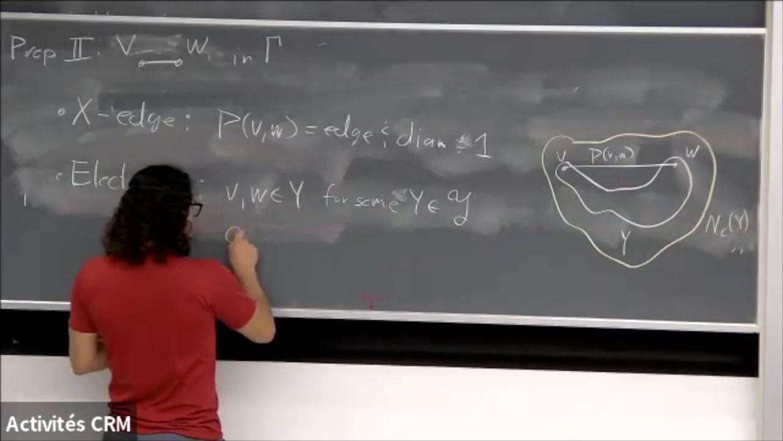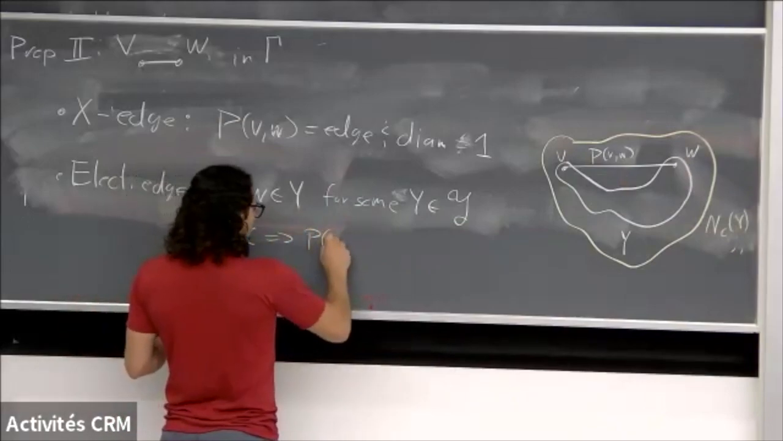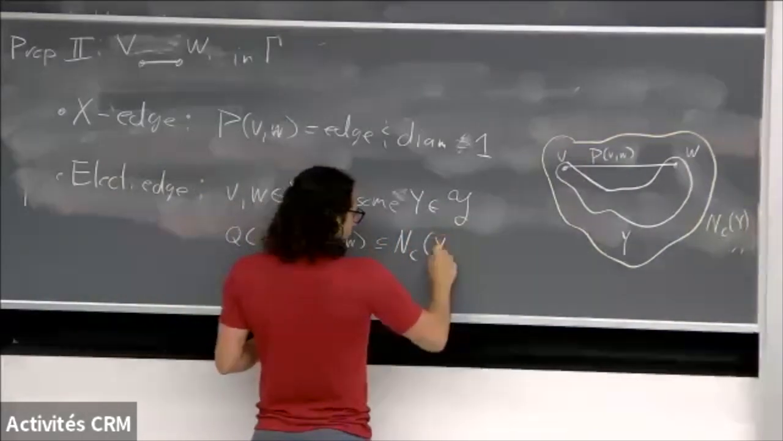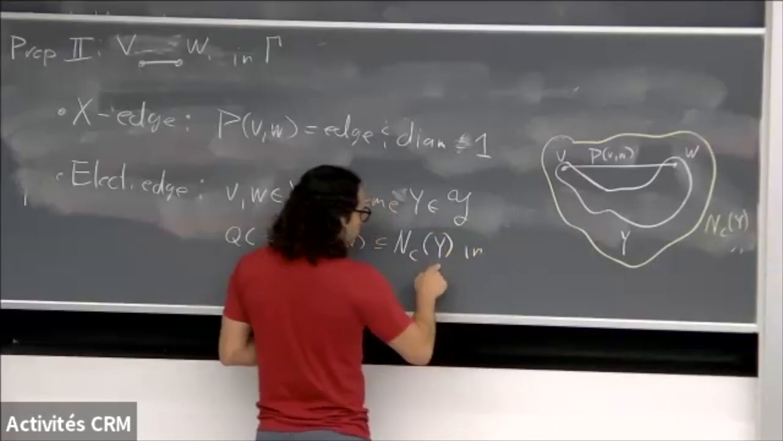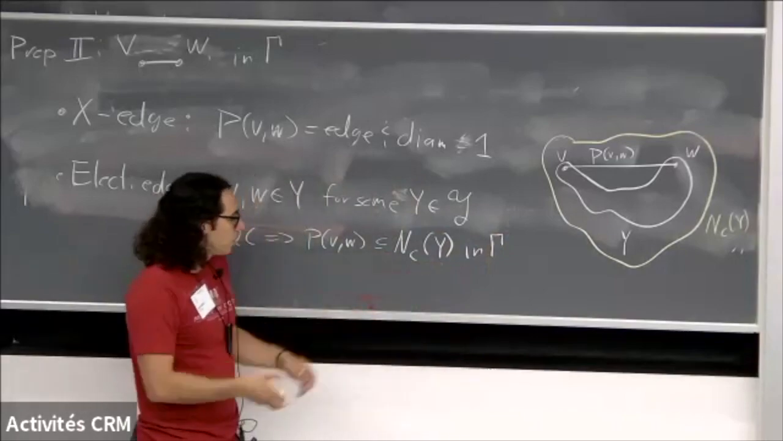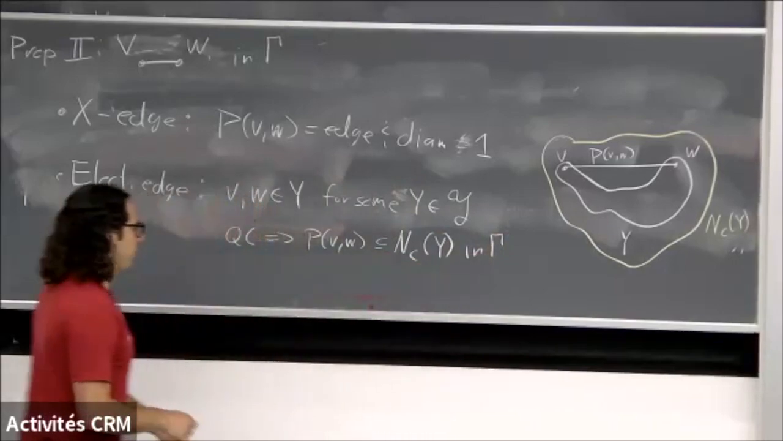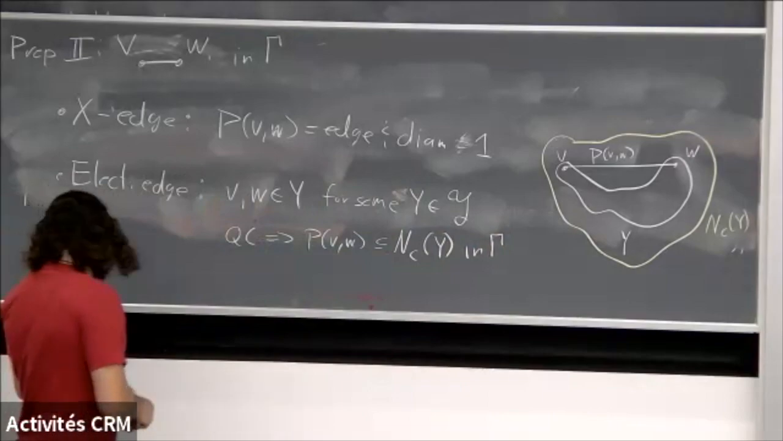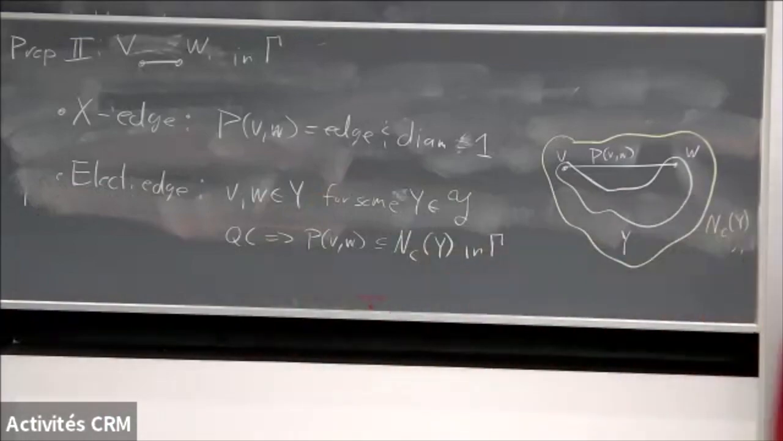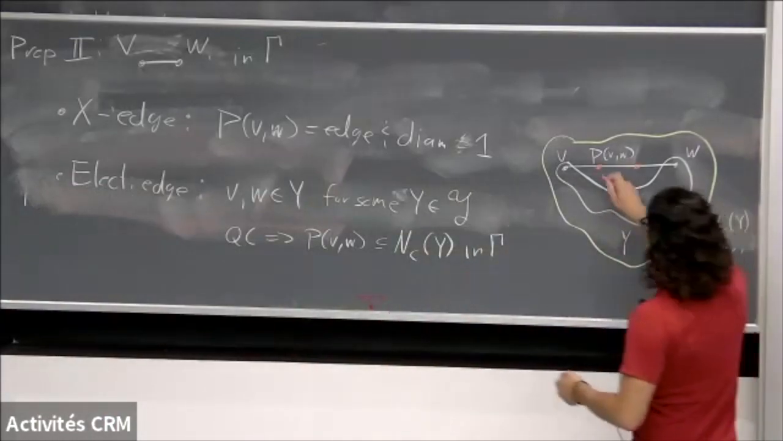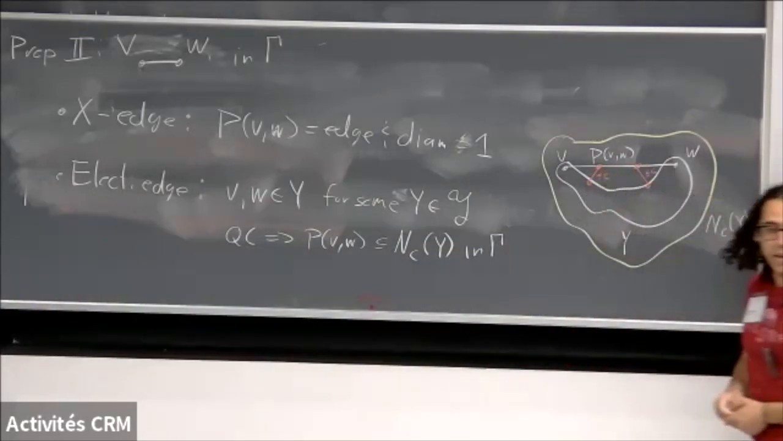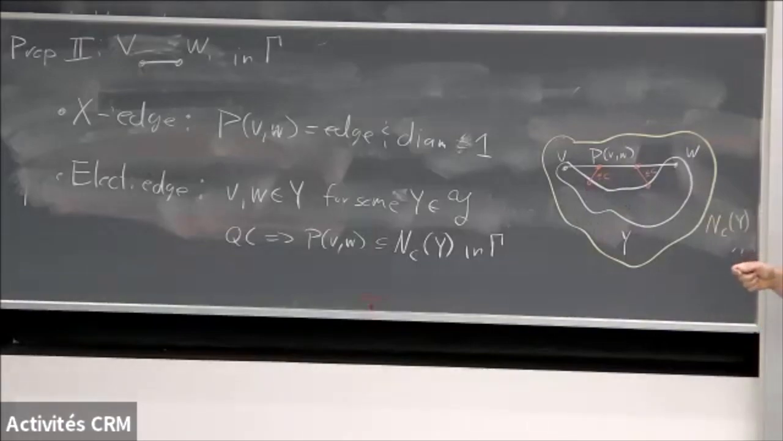Okay, so quasi-convexity tells us that P of VW is contained in the C neighborhood of Y in gamma. Right? It's the C neighborhood of Y in X because of quasi-convexity, but X distances are larger, so it's also in the C neighborhood of Y in gamma. Okay. And so if I want to bound this diameter, I take 2 points. Those 2 points on my path between V and W, they are distance C from 2 points inside of Y. And in X, those points are very far apart, but in the electrification, they're distance 1.